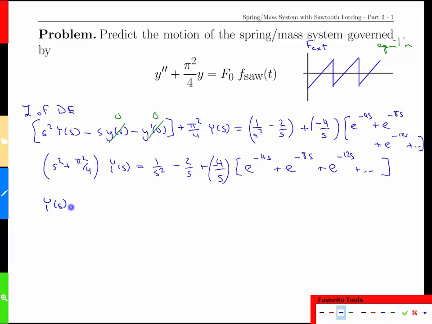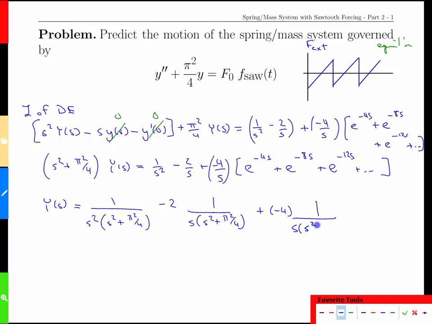And so Y(s) is going to equal a series of terms: 1 over s squared times that quadratic term, minus 2 times 1 over, there's only one s here, so s squared plus pi squared over 4. Then we'll bring the -4 out as a multiplier. We have an s here, and we're dividing by this term over here, so we have s times s squared plus that quadratic again, all times our e to the -4s plus e to the -8s plus e to the -12s, and so on. Before we can do our inverse transform, we've solved for Y, but we need to go backwards.